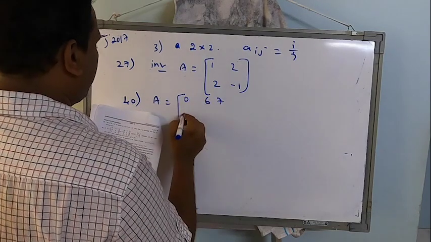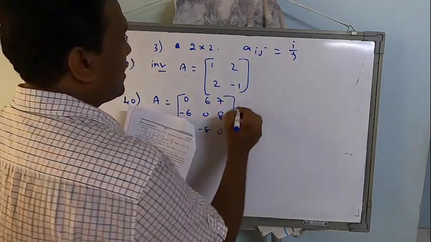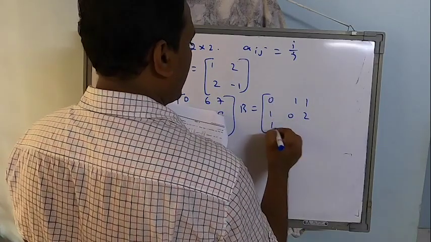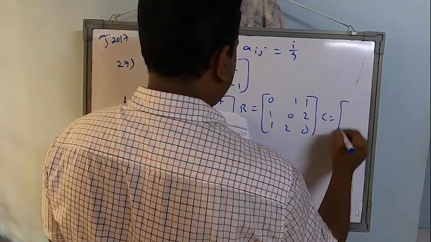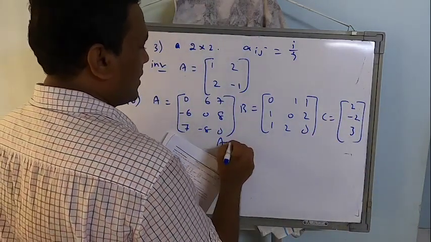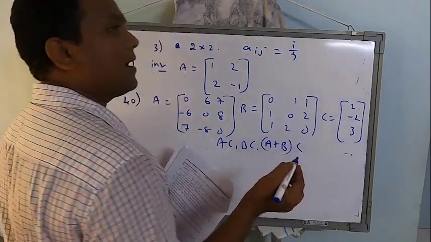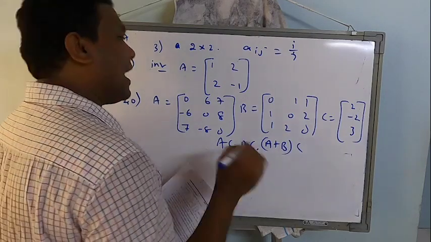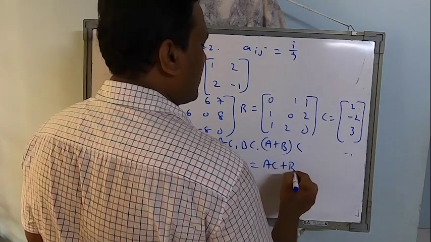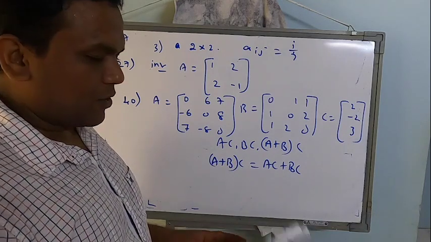Matrix A is 0, 6, 7, minus 6, 0, 8, 7, minus 8, 0. Matrix B is 0, 1, 1, 1, 0, 2, 1, 2, 0. And matrix C is 2, minus 2, 3. What do we have to find? Find AC, then find BC, also find (A plus B) multiplied by C, finding these things separately first. After that you verify that (A plus B) multiplied by C is nothing but AC plus BC. This is what we have to verify. It's been done already, so you can take care of this problem.